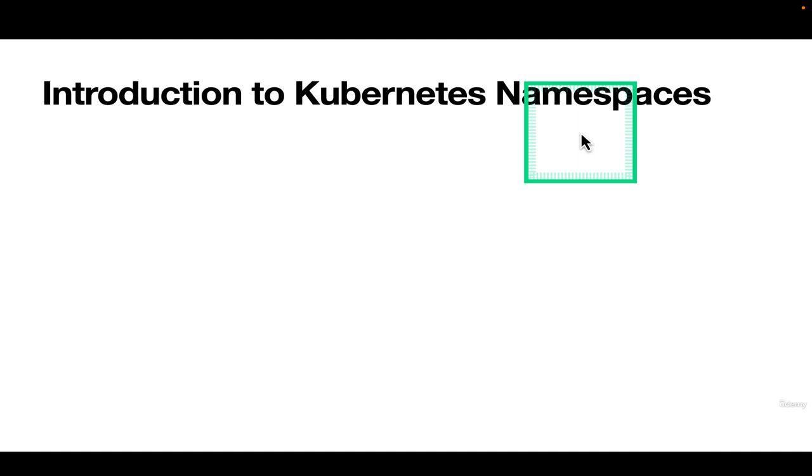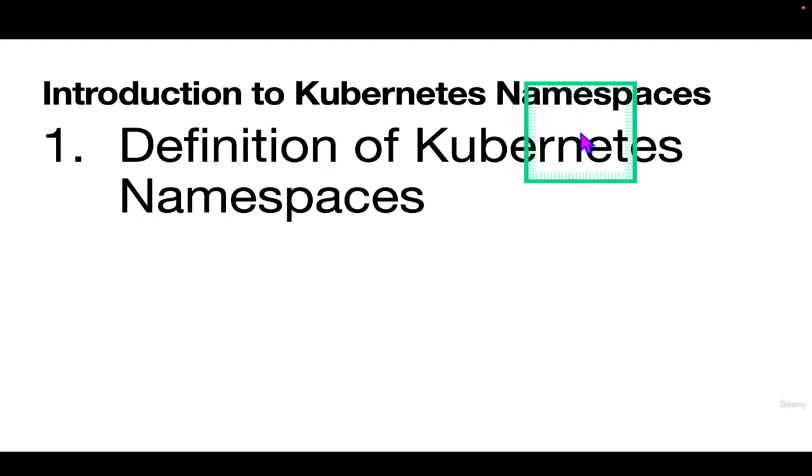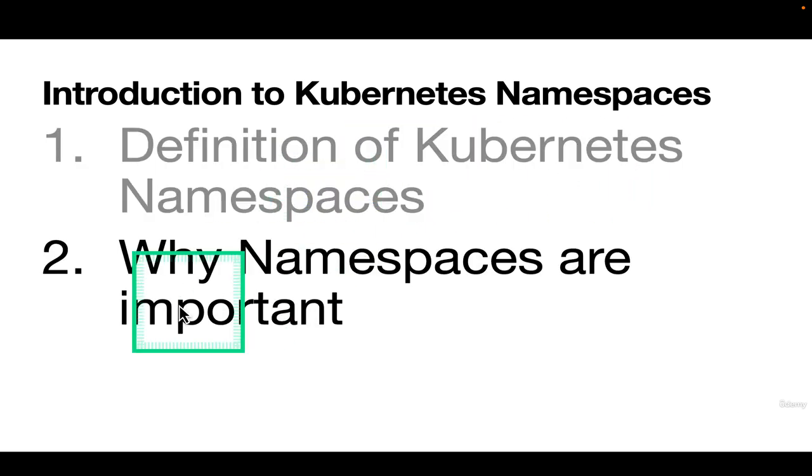Introduction to Kubernetes Namespaces. Definition of Kubernetes Namespaces. Namespaces are a logical partitioning of the cluster, providing a way to group and isolate resources such as pods, services and deployments. So why are namespaces important?